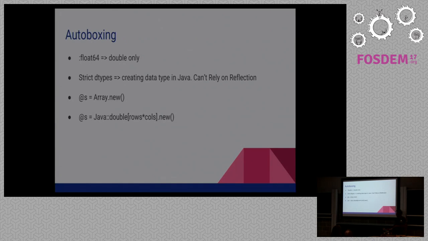So next is autoboxing. As this project was in the initial stage, I just dealt with the Float64, that is doubles only, because we had to deal with reflection and that's all. Then for strict we created data types using Java, and we couldn't rely on reflection for large data. For example, if you create storage as Array.new and storage as a Java double array with rows and columns, the second one will definitely be faster because you know the size of the array, and you can loop faster through the second array.